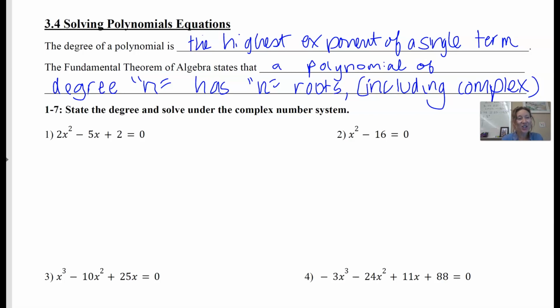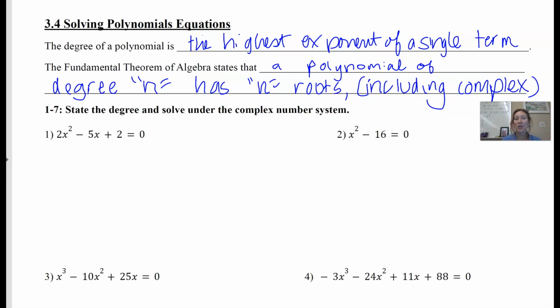Hi students, we are looking at section 3.4, solving polynomial equations. Some of the vocab that you may remember from graphing polynomial equations: the degree of the polynomial is the highest exponent of a single term, or if it's in factored form, you need to combine all the x's with addition. And the fundamental theorem of algebra states that a polynomial of degree n has n roots.